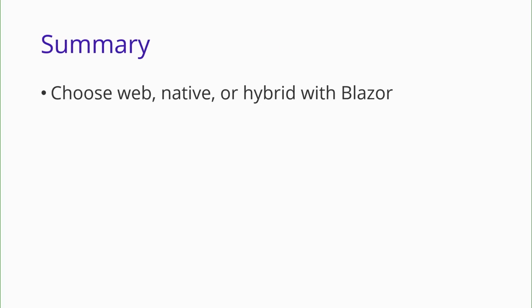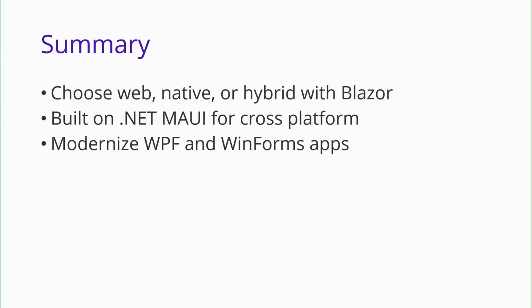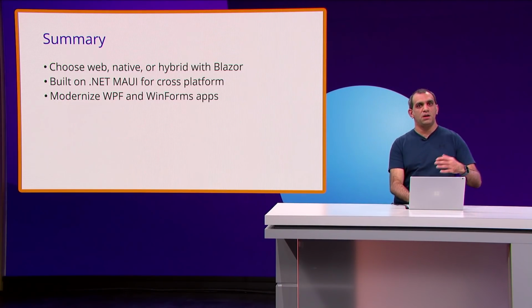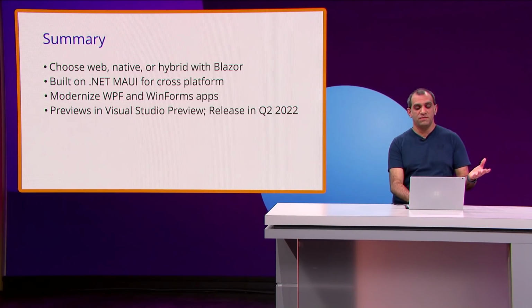So in summary, you can choose building web or native or hybrid, all using that same Blazor, the same exact Blazor running on all of those. To reach cross-platform, you got .NET MAUI running on Android, iOS, macOS, and Windows. If you've got your existing applications, those battleship gray WinForms applications, drop a BlazorWebView in there, modernize it, add some new features. You can get the previews of all this in the Visual Studio previews, release Q2 of next year.